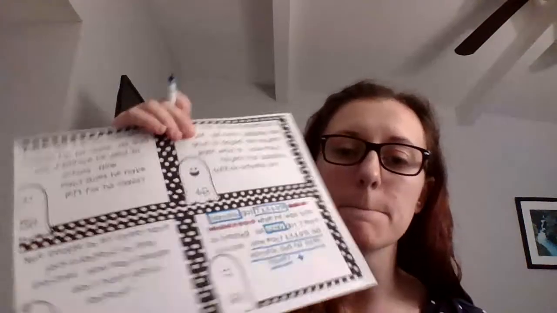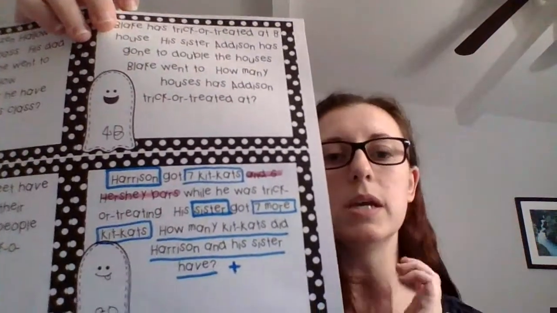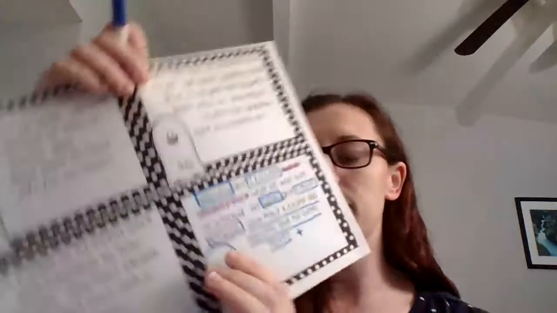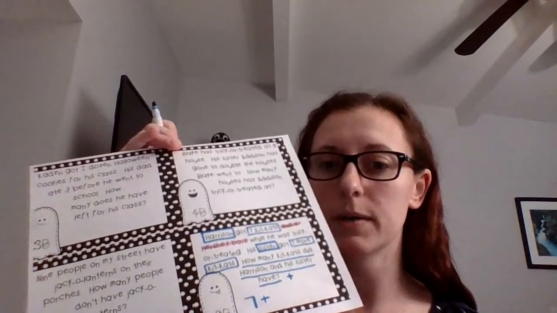We just don't need to underline that, though I want to go back and put a box around Harrison and 7 Kit Kats. And then his sister got 7 more Kit Kats. I've put a box around the information that I need. So now what I need to know is Harrison's, which was 7, so I'm going to write 7. We figured out that we're adding, plus his sister got 7 more.